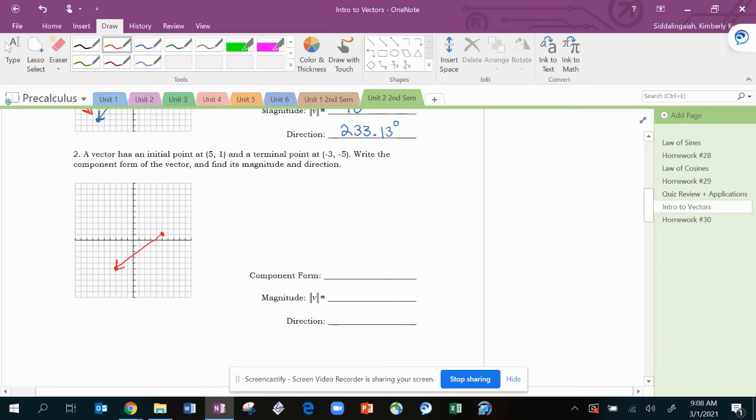Okay, as a mathematician, the thing I really don't like about this is it's not in standard position, meaning I'm not starting at the origin. So here's what I'm going to do. I am going to basically take my terminal point and subtract the initial point. So what does that mean? My vector is going to be -3 minus 5 for the x component, and then -5 minus 1 for the y component. So that's going to be -8, -6.